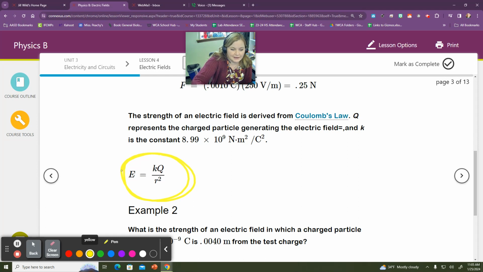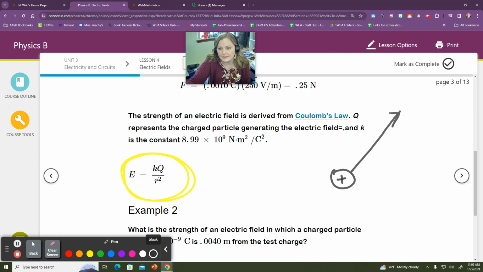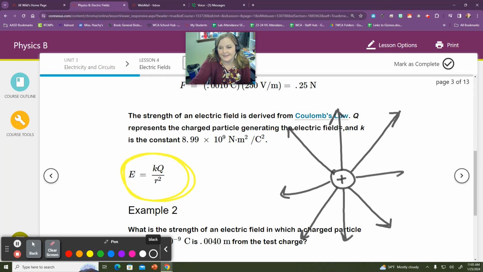Again, I'm going to try to make my picture a little nicer here. If I have my generating charge here, and it's generating this field. Sorry, I'm just really bad at drawing these, but I'm going to do my best and try to make them more equal distance apart. And again, our test charge is positive, so it's going to be pushed away.